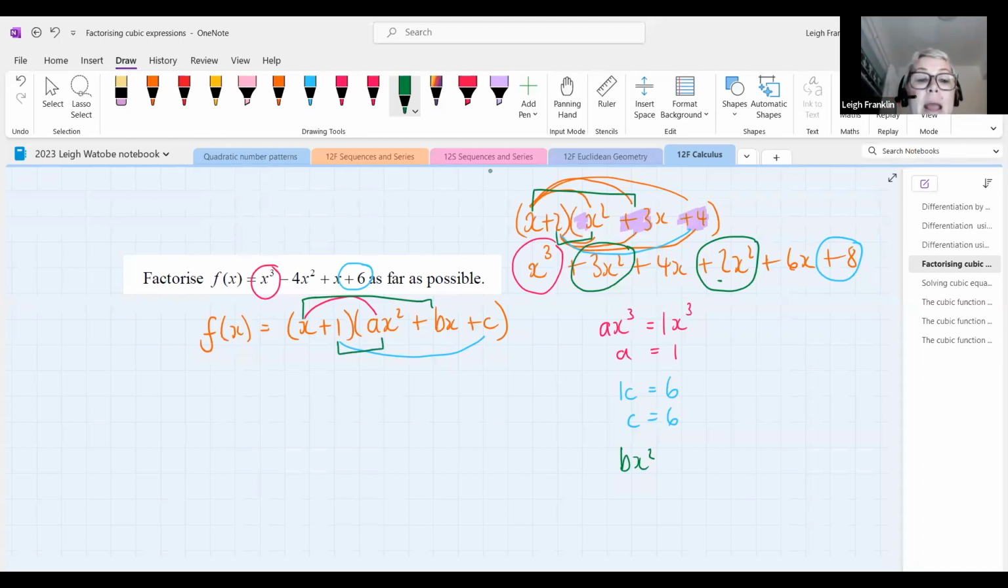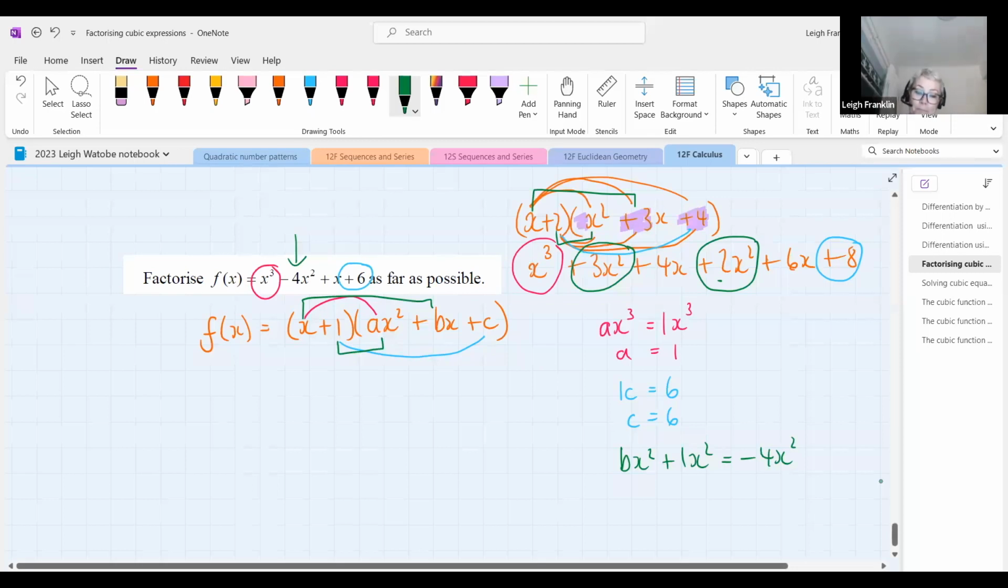I already know that a is 1. So when I say 1 times 1x squared, I end up with 1x squared. And then by inspection, I can see that it's equal to negative 4x squared. Okay, and now you can work with the coefficients because the variables are all the same. So you're going to say b plus 1 is negative 4. So b would be equal to negative 5.